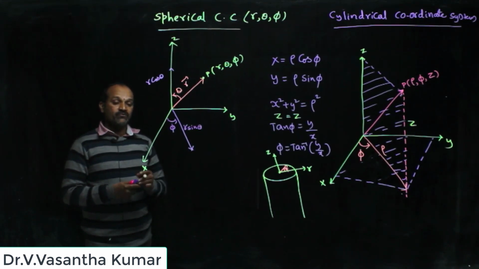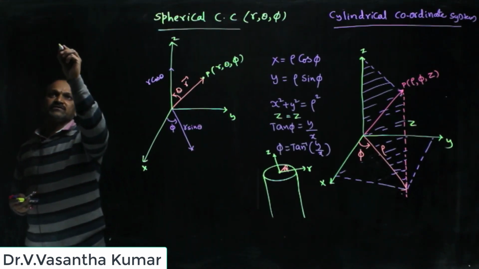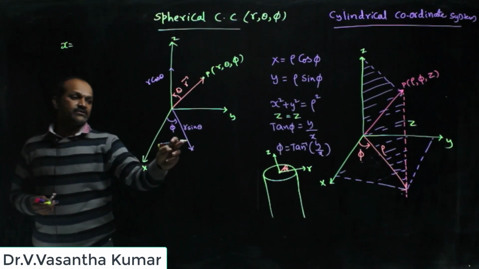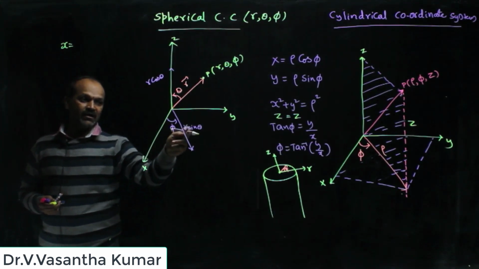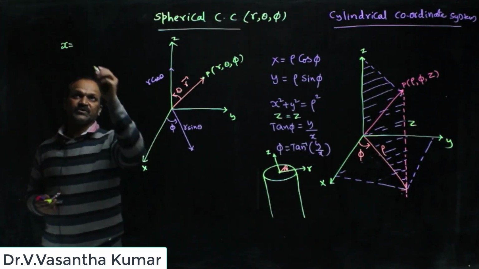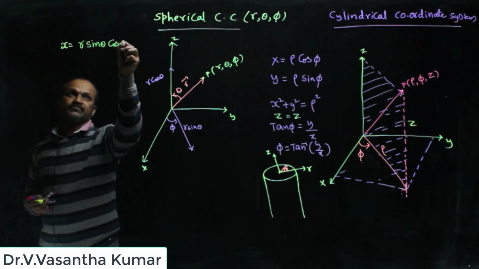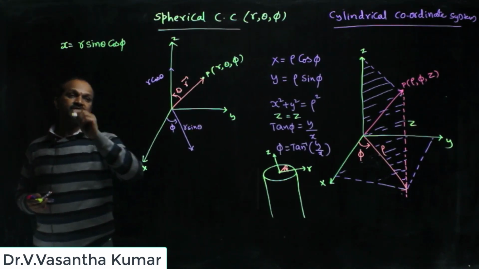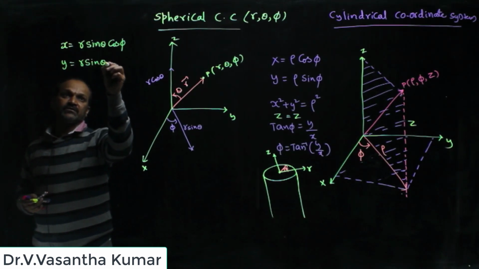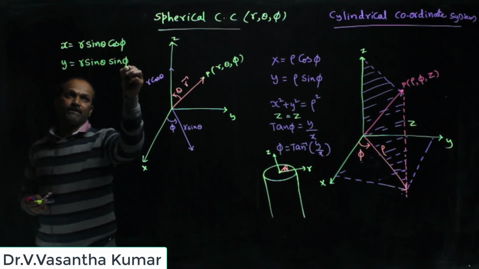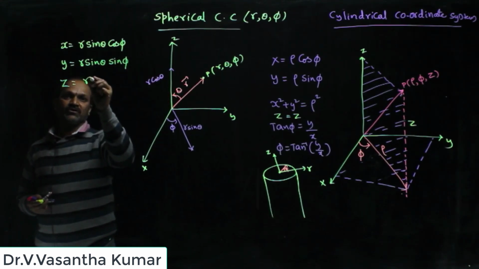So now we'll write what is x, what is y, what is z. Okay. Now you can say what is x? The component of r sin theta along the x axis is r sin theta cos phi. Okay. R sin theta cos phi. Along y axis, y is equal to how much? R sin theta sin phi. Z here is not just z, z is r cos theta.